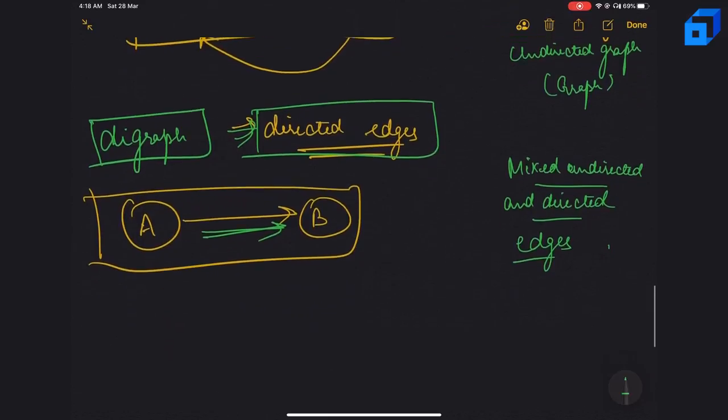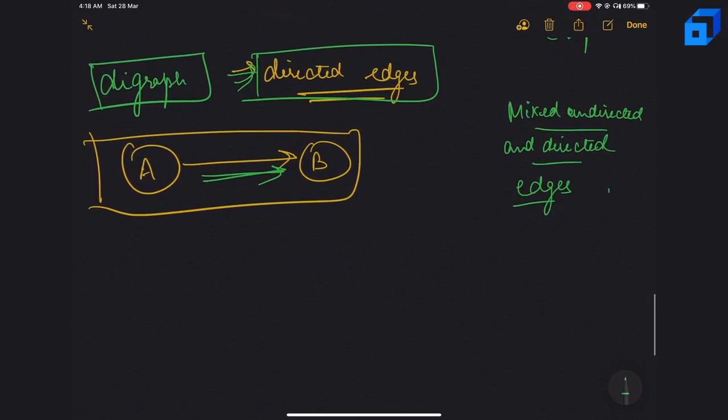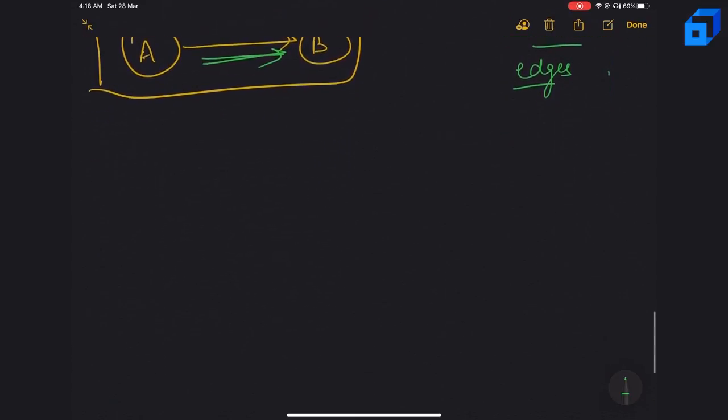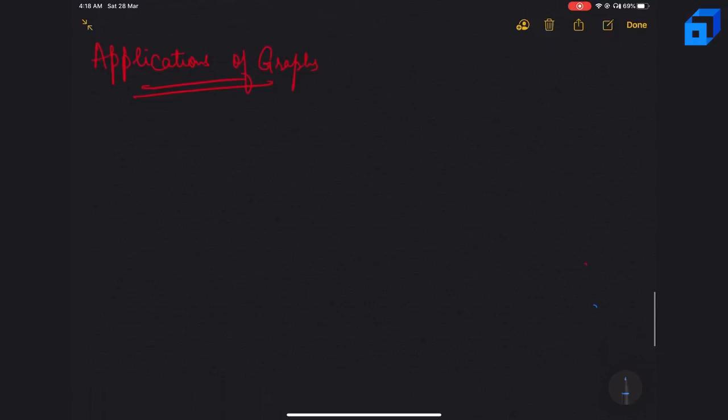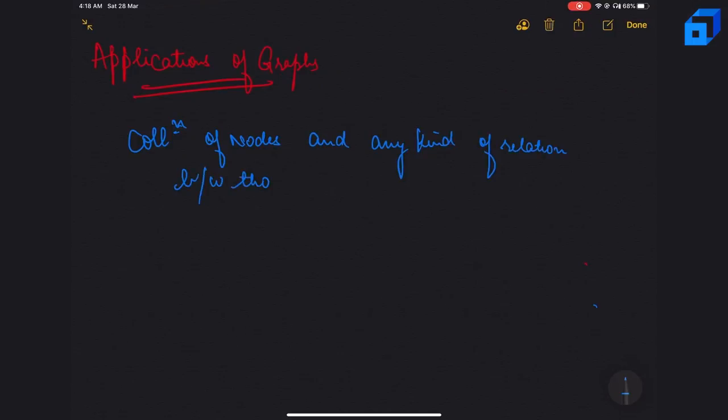Great. Now, let us study some of the real life use cases of graphs. As we discussed earlier, a graph can be used to represent a collection of nodes and any kind of relationship between those. Thus, graphs find a lot of use cases in social networks.